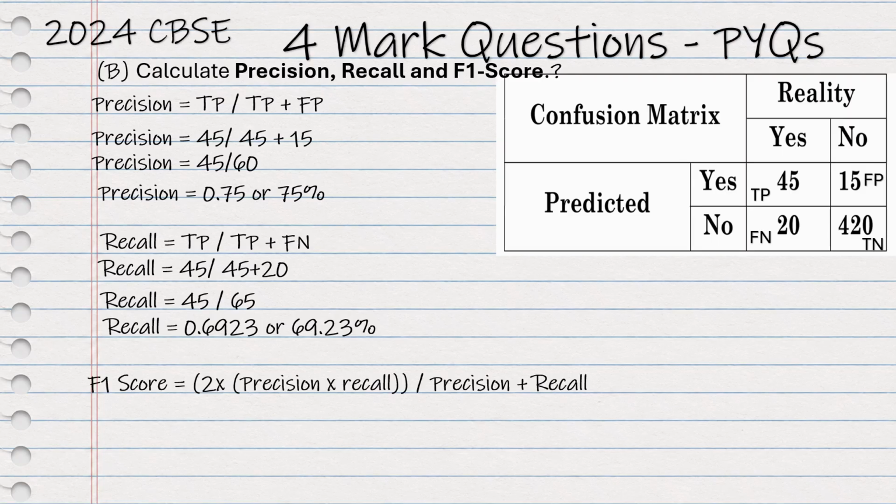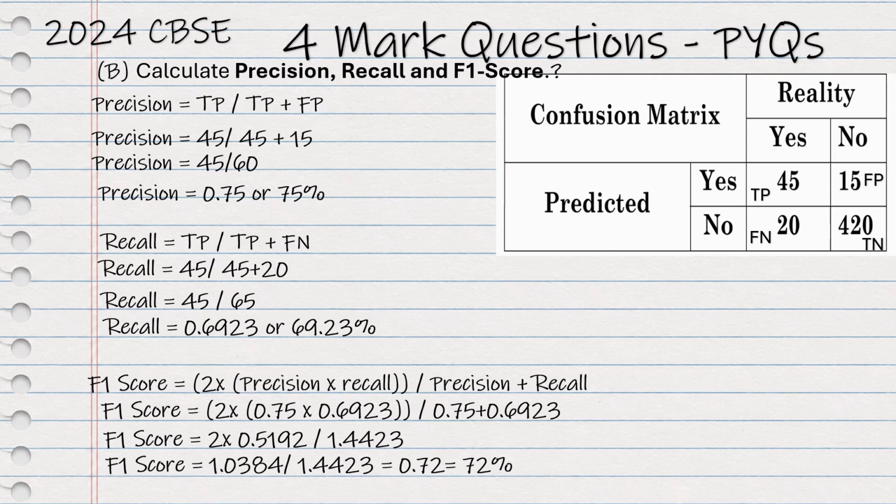Similarly, when we calculate the F1 score, that is 2 into precision into recall upon precision plus recall, by placing all the values, the F1 score comes out to be 72%.